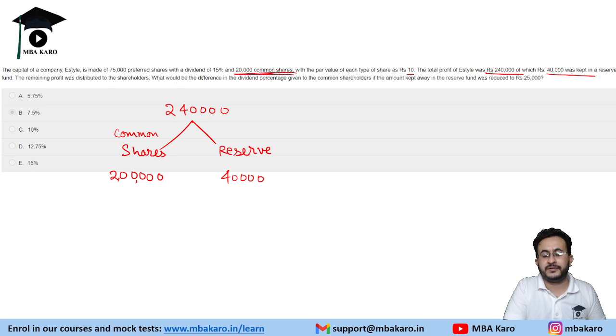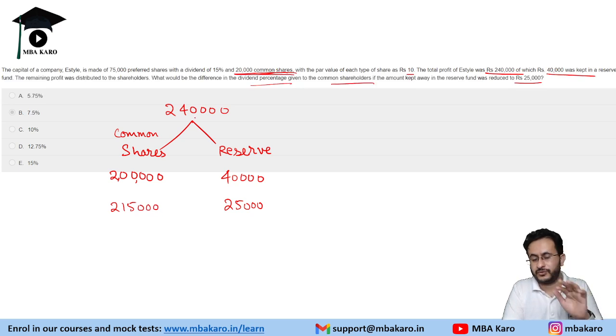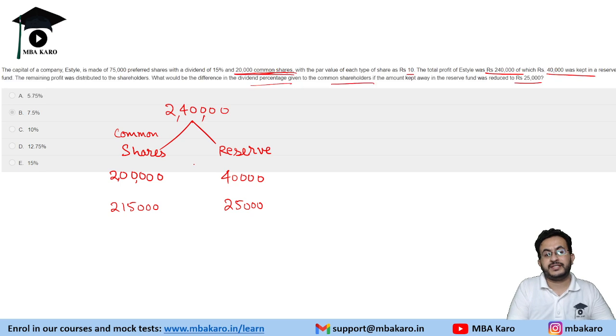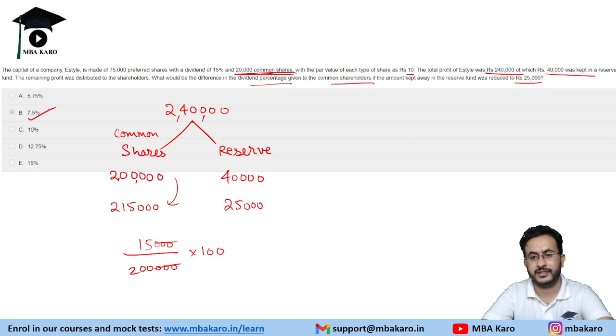and we need to find the difference in the dividend percentage given to the common shareholders if the amount kept away in the reserve fund was reduced to 25,000. So if we reduce the reserve amount to 25,000, we will give 2,15,000 in shares because total profit is 2,40,000. Now it is asking what is the percentage increase in it. So 2 lakh, and now it has become 2,15,000. So there is an increase of 15,000 with respect to 200,000 and into 100. So 15 by 200 is 7.5% increase.